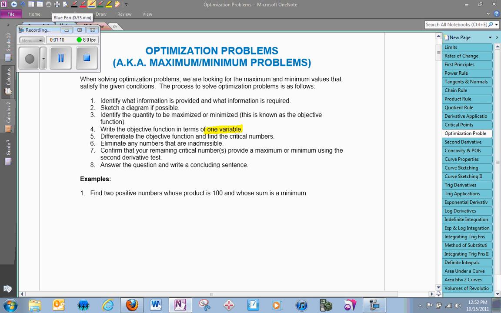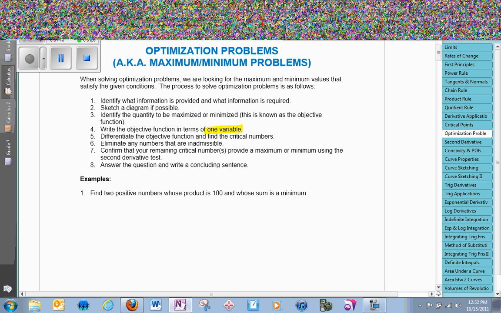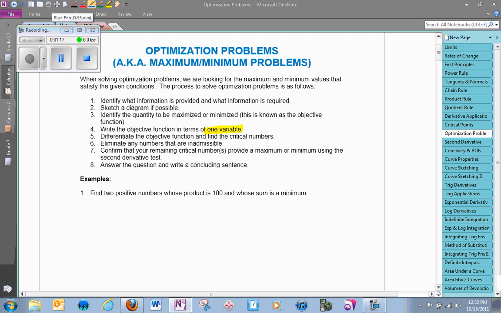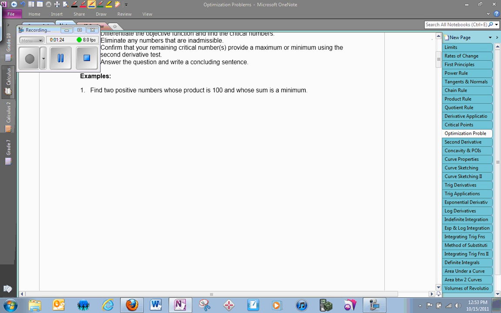So let's start with one that we would normally find pretty easy. It says here, find two positive numbers whose product is 100 and whose sum is a minimum. Okay, if I need two numbers, I'm going to call them x and y, and I know that they multiply to 100, so x times y is 100. And I know that their sum, capital S, is equal to x plus y. This is the thing that's going to be minimized.